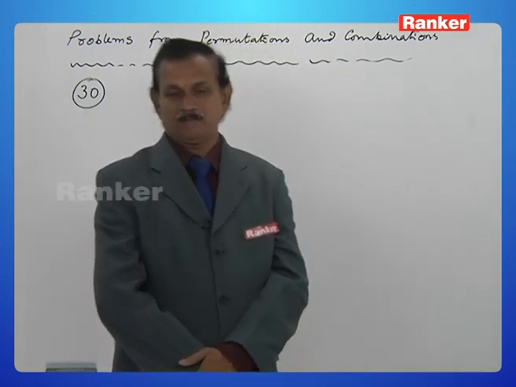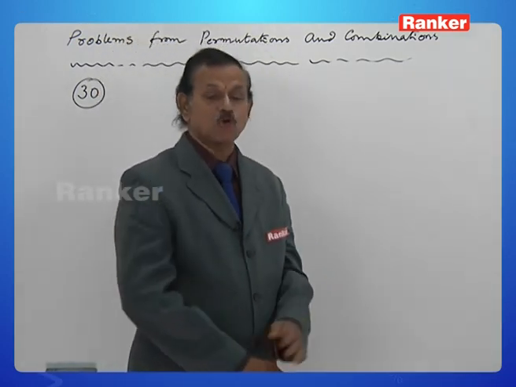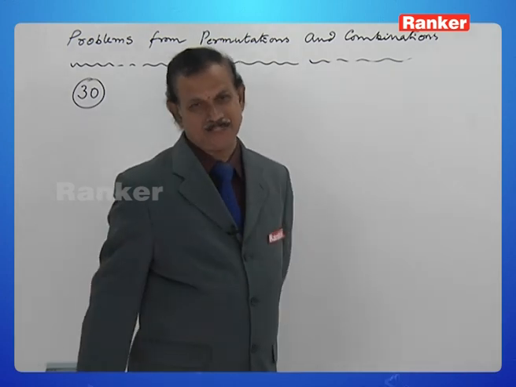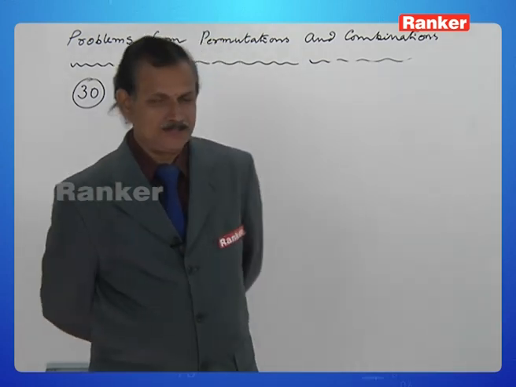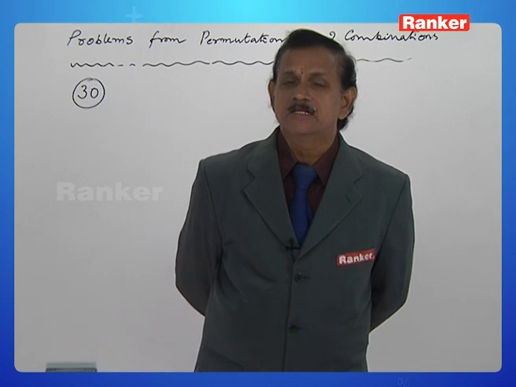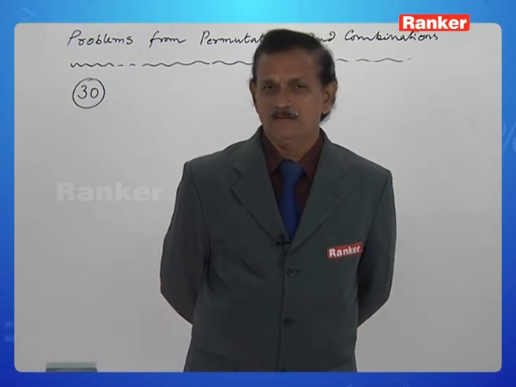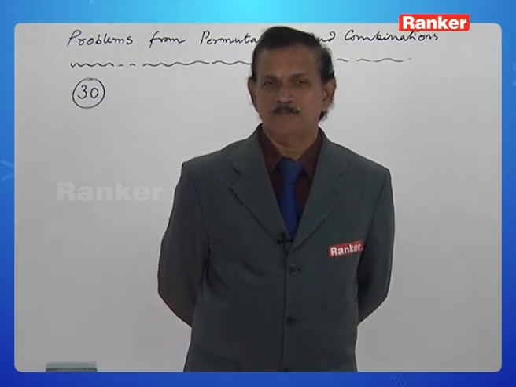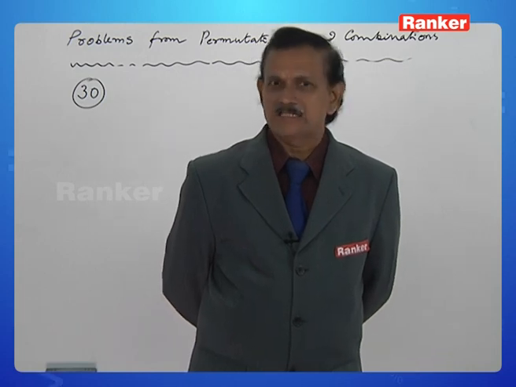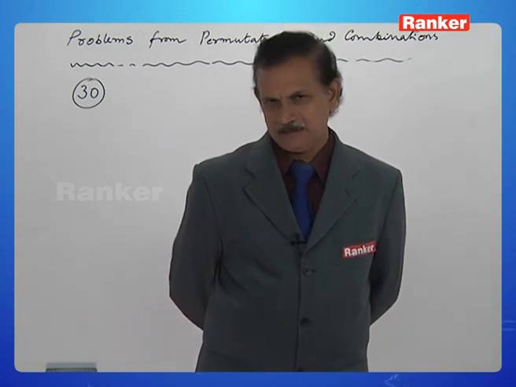Out of these natural numbers, how many are co-prime to 36? That is, relatively prime to 36. Relatively prime in the sense their HCF must be 1. There must be no common factor between them other than 1. Such things we are supposed to collect.